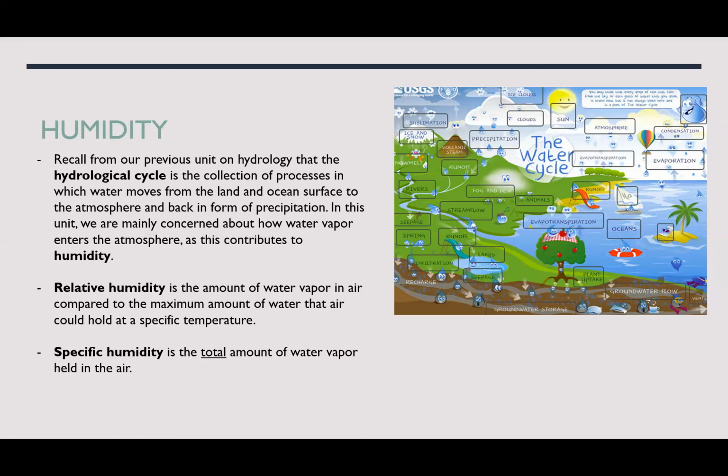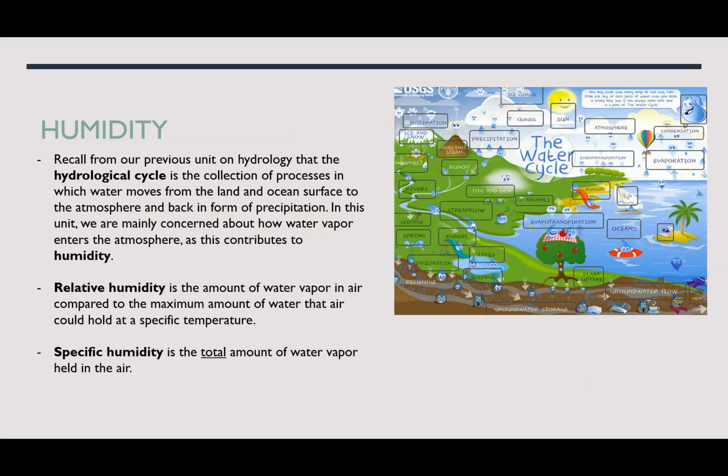Okay, what about humidity? So we dealt with this when we were dealing with the hydrology unit. So we went through the hydrological cycle. Now it's all old information for us, so I'm not going to go over too much detail on it, but it is the way that water moves from the land and ocean to the atmosphere and back in the form of precipitation. So how it goes up in the atmosphere and how it goes back down to the earth, underwater, over water, in plants, etc.